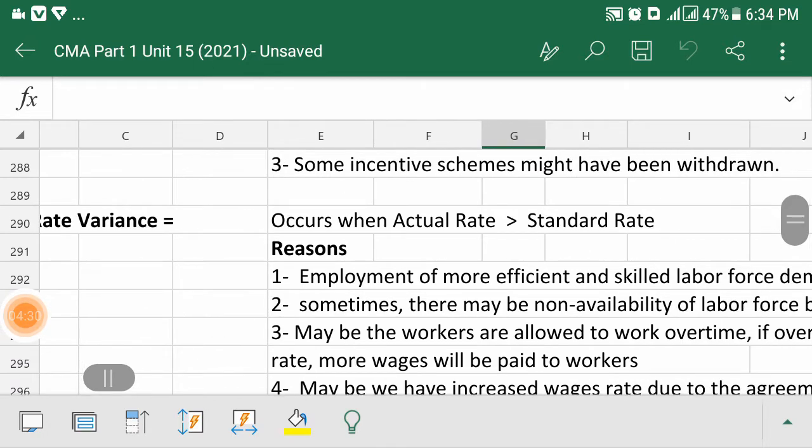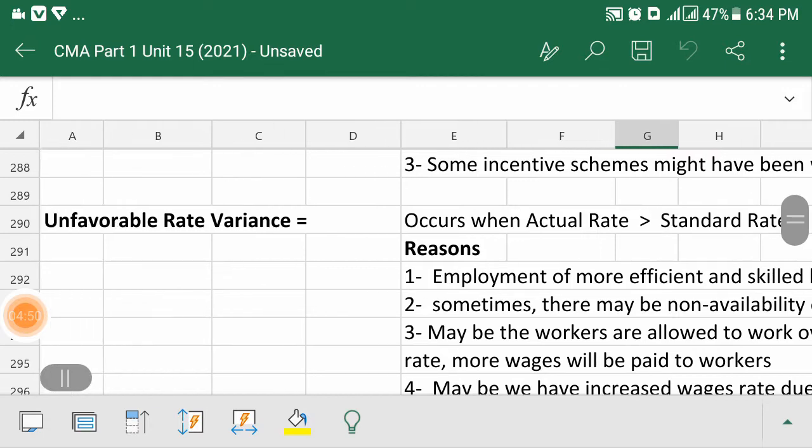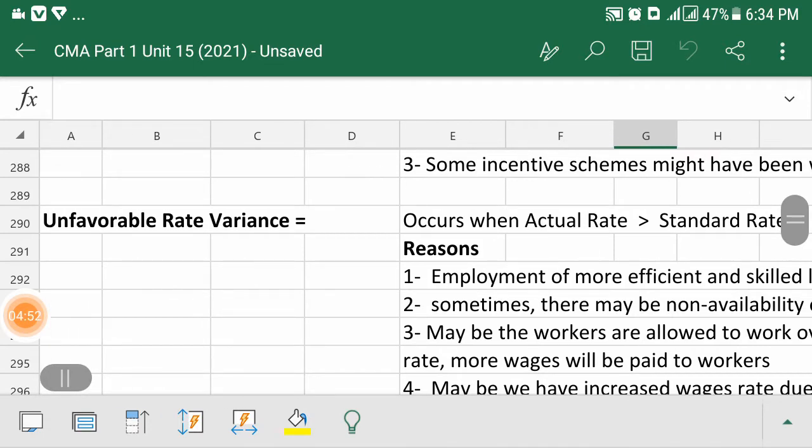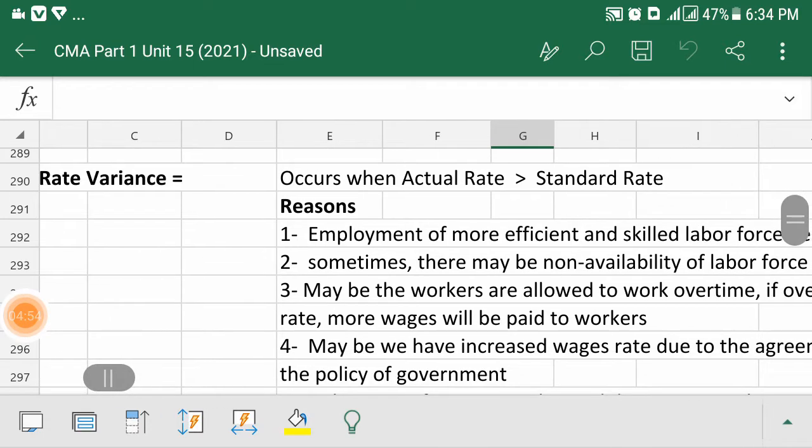So it means when it occurs, that it is unfavorable. Actually, it means bad. For you, it means that you have paid more than the standard you have fixed. On the basis of that, you have paid more to the laborers, so it would be an unfavorable labor rate variance.